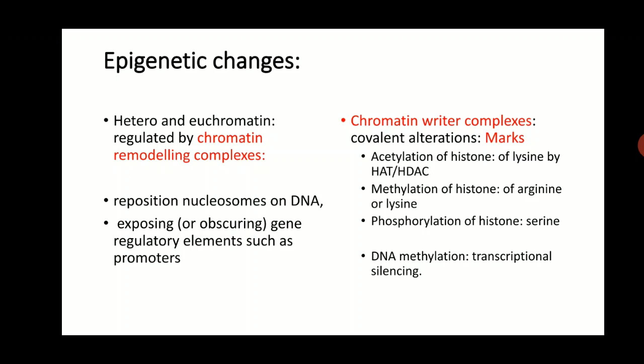Methylation of the histone usually occurs at the arginine or lysine, and the methylator enzymes are present. Phosphorylation usually occurs at the serine residue. Apart from the chemical changes that I have discussed in the histone, chemical changes can also occur in the DNA itself, and that is known as DNA methylation. DNA methylation is very important because it leads to transcriptional silencing of the DNA. That is, the portion of the DNA which is methylated can no longer produce mRNAs.